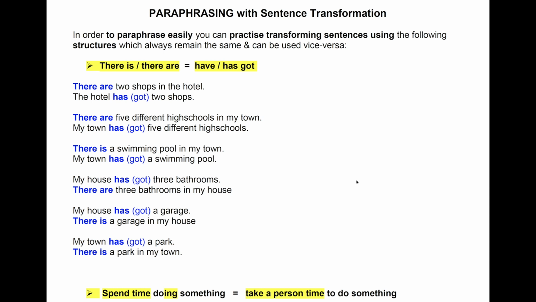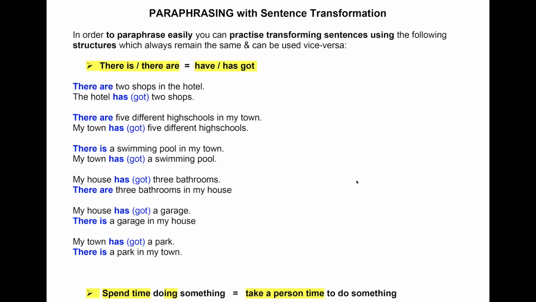There are two shops in the hotel, or the hotel has two shops. There are 5 different high schools in my town, or my town has got 5 different high schools. There's a swimming pool in my town, or my town has got a swimming pool. And we can also do it vice versa.